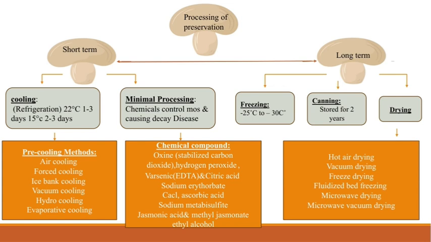For minimal processing, controlling microorganisms and preventing decay often involves chemical treatments. These chemicals help inhibit disease-causing agents and slow down spoilage. There are several pre-cooling methods used to prepare food for storage. These include air cooling, forced cooling, ice bank cooling, vacuum cooling, hydro cooling, and evaporative cooling. Each method is chosen based on the type of produce and the desired preservation outcome.